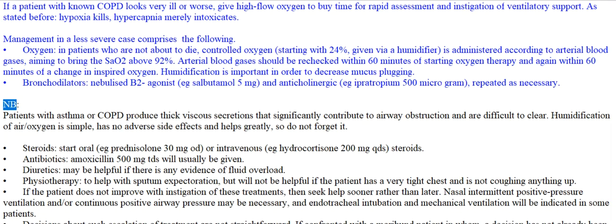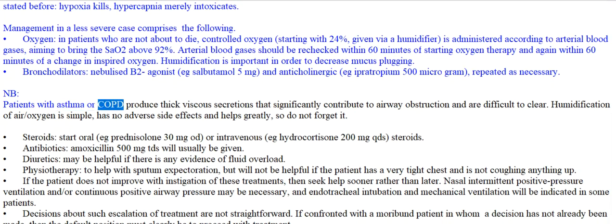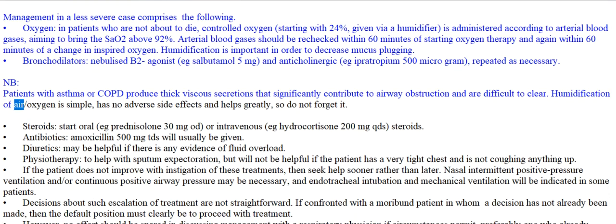NB. Patients with asthma or COPD produce thick viscous secretions that significantly contribute to airway obstruction and are difficult to clear. Humidification of air/oxygen is simple, has no adverse side effects and helps greatly, so do not forget it.